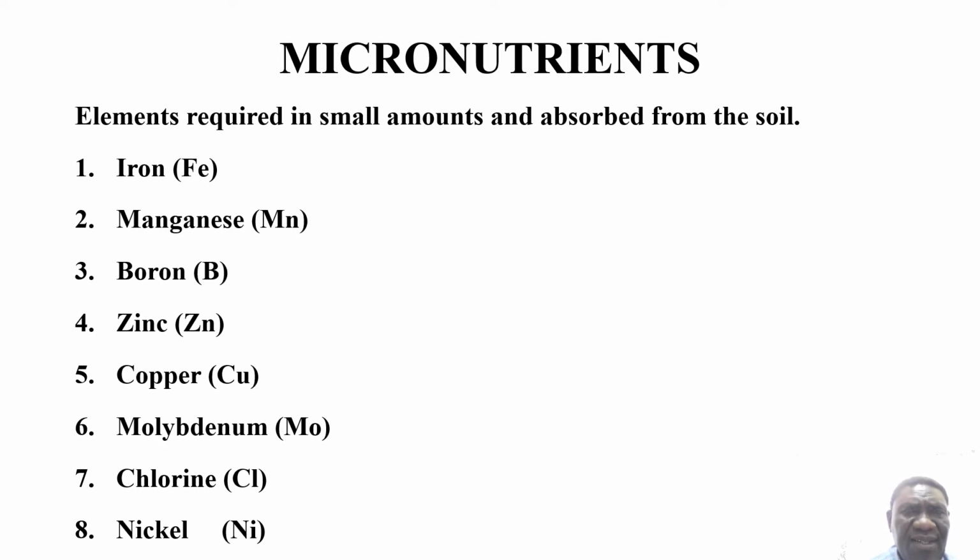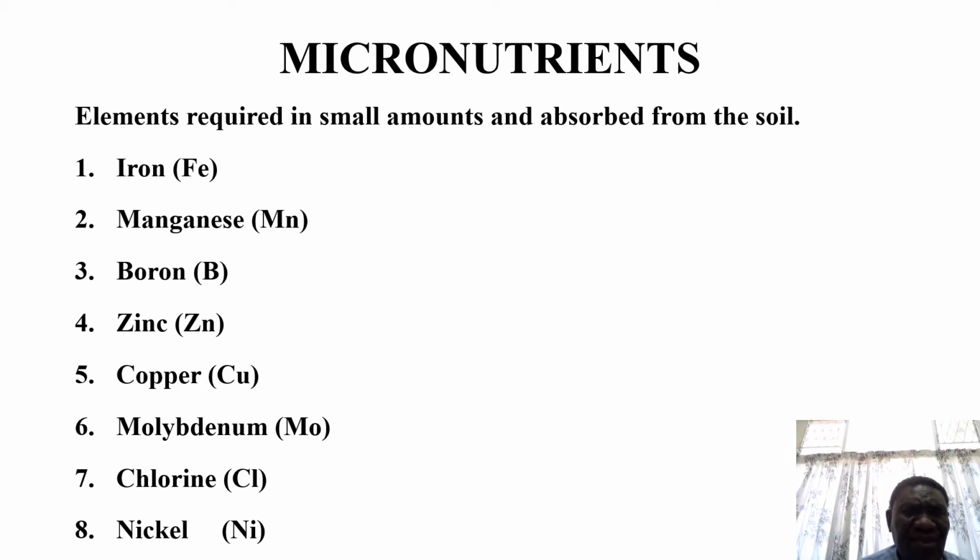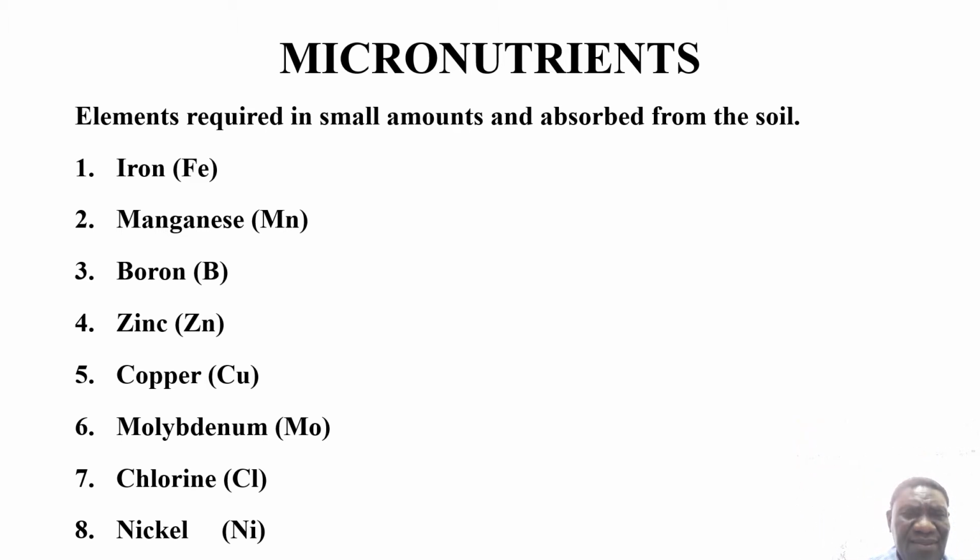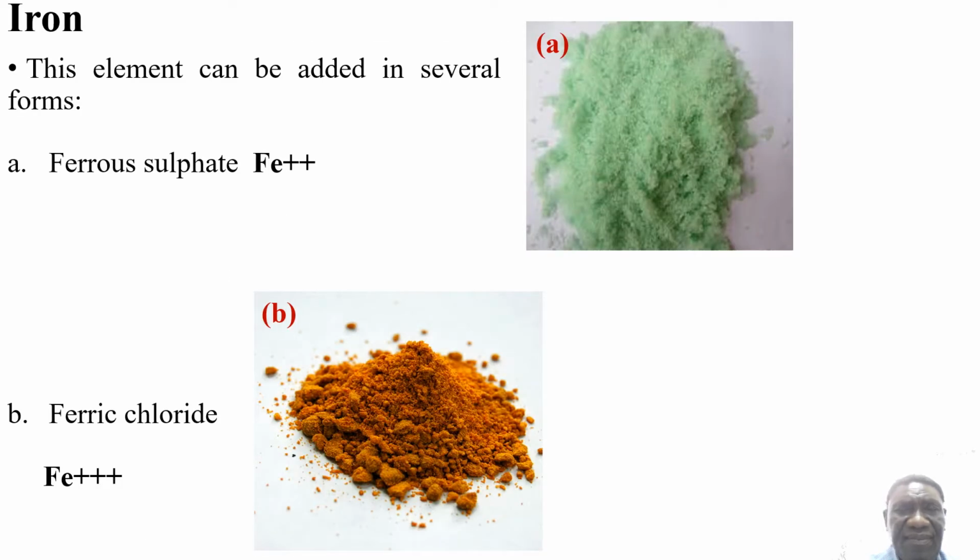Here we've got a list of 8 micronutrients. They are required in smaller amounts. We've got iron, manganese, boron, zinc, copper, molybdenum, chlorine, nickel. We're going to start with the iron.